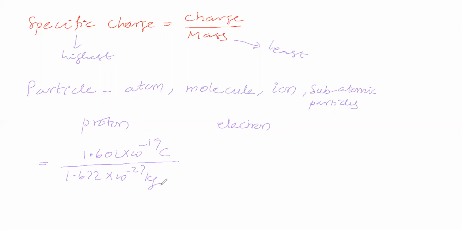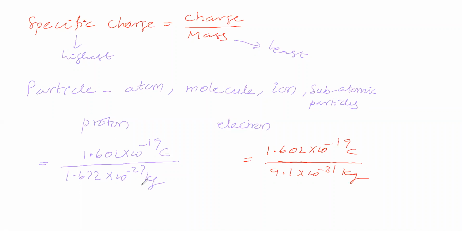Now regarding electron, the charge of electron is 1.602 into 10 to the power of minus 19 coulomb in the SI system. Mass of electron is 9.1 into 10 to the power of minus 31 kilogram. For proton and for electron, the specific charge is coulomb per kilogram.